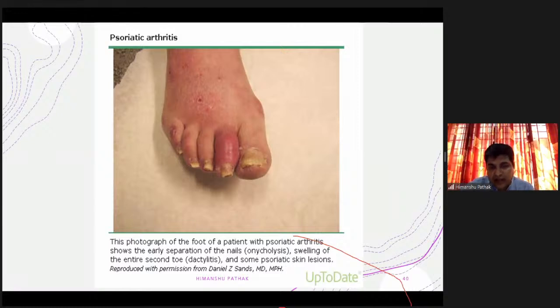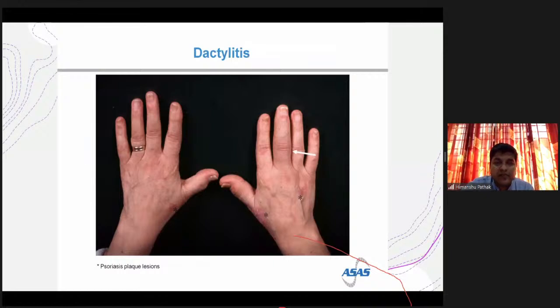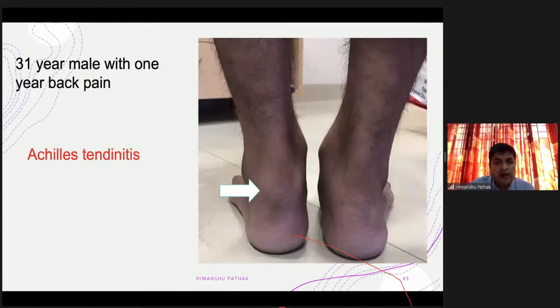And sometimes, as Dr. Sham showed, these changes are only in the feet. So unless you ask them to take out their shoes, you may miss this dactylitis. So always examine their foot also. This is typical psoriatic arthritis, dactylitis, swelling of the finger. Unless you look for it, you may miss this dactylitis. So these are all examination findings. The patient may not come out with these points.